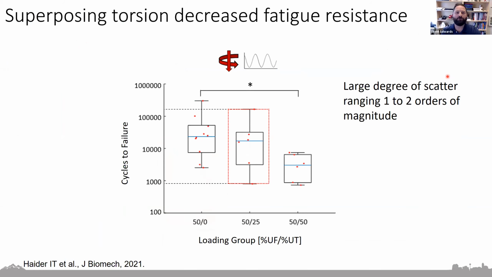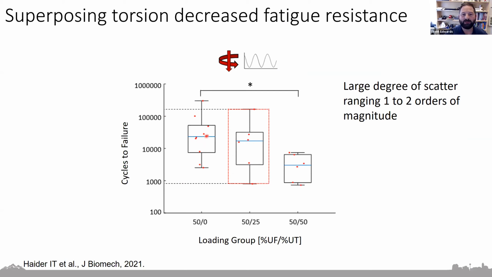So first I'll show you the experimental results. Interestingly, and I guess somewhat expectedly, we saw that superposing torsion on top of uniaxial compression significantly decreased the fatigue resistance of the material. And that makes sense, right? You're increasing the effective stress environment of the material.